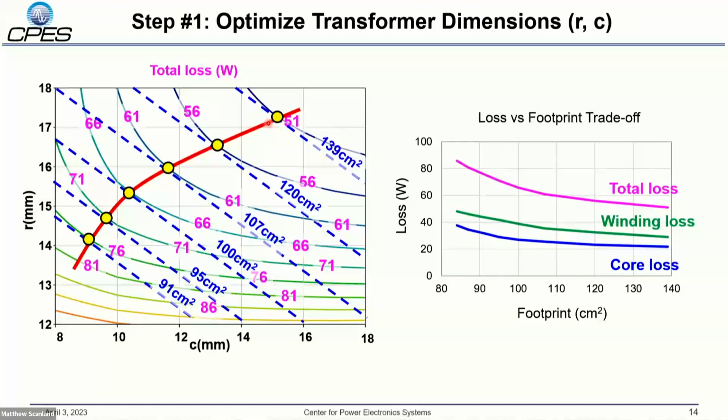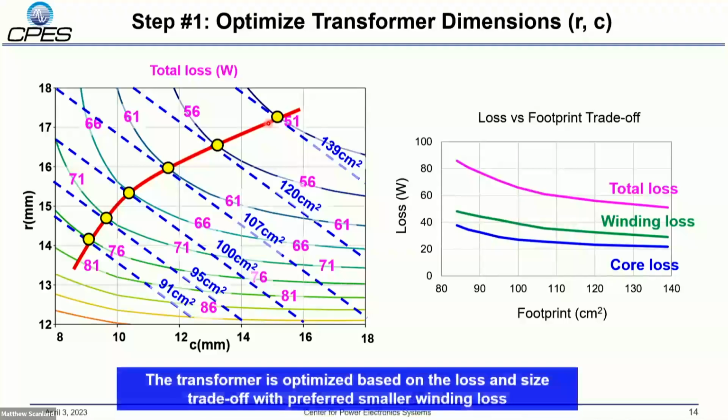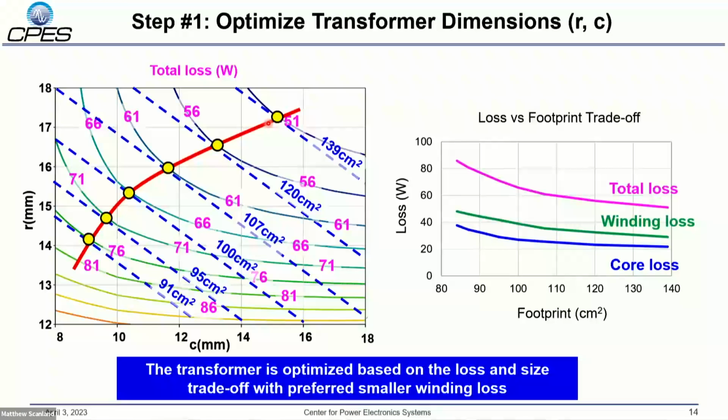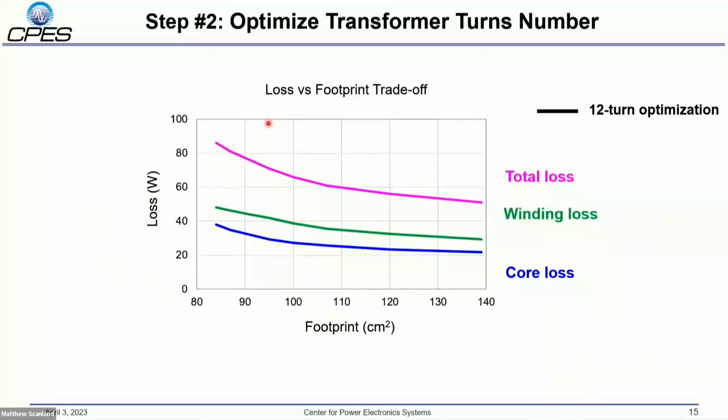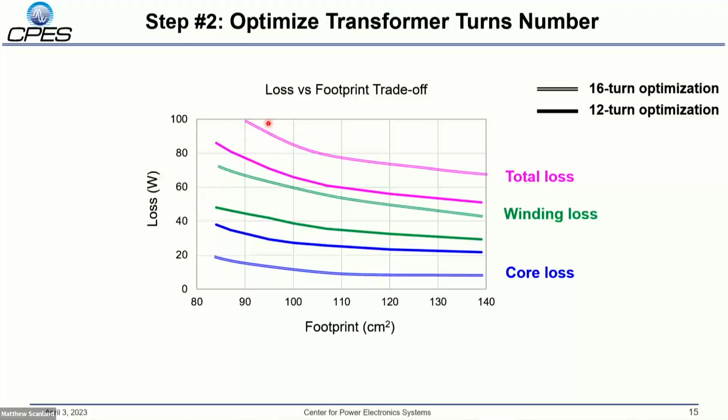In this case, we can find an optimal loss and footprint trade-off with a given turns number and given frequency. And the transformer is optimized based on such a loss and size trade-off. And also we will have a preferred smaller winding loss with better thermal management. The next step is that we can repeat the same exercise to get the optimized transformer turns number.